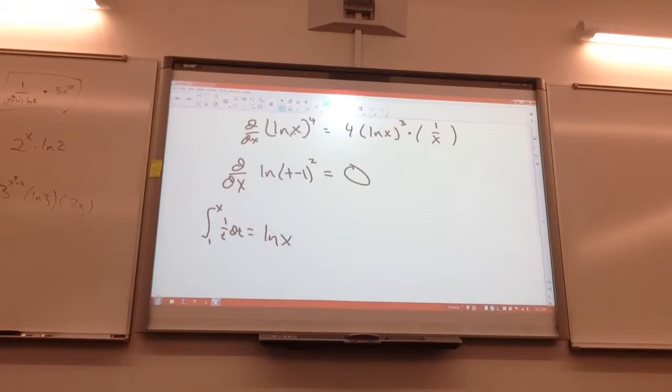This is just a definite integral. It comes from the fundamental theorem, first part. It's always like that: antiderivative of the top number minus antiderivative of the bottom number. That's why it comes out this way.